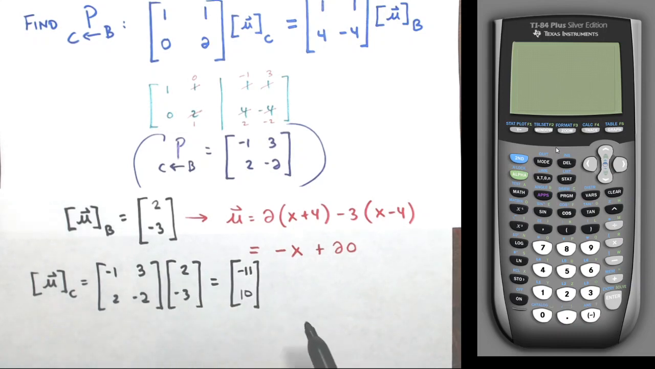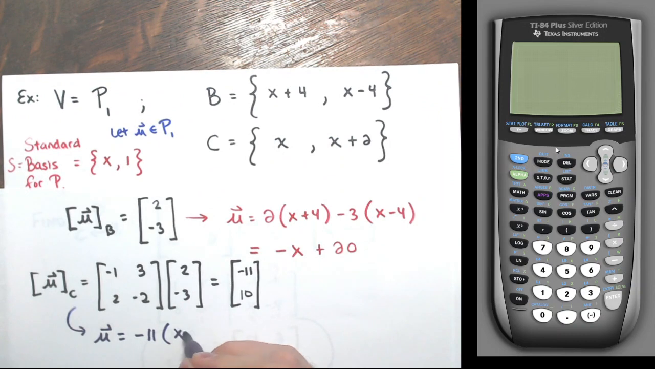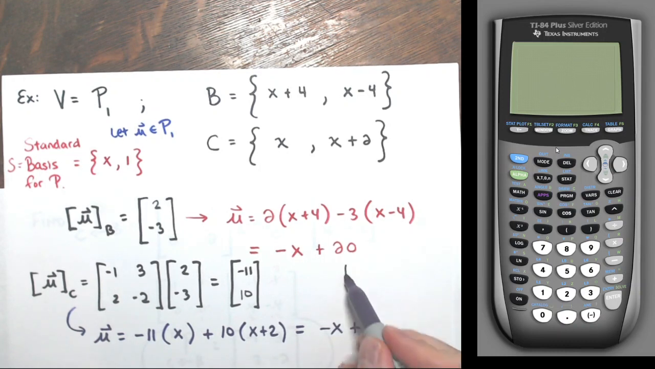So let's see. Does that work out? If the coordinates with respect to C are negative 11 and 10, that means that vector u is going to be negative 11 times the first vector in C, which is x, plus 10 times the second vector in C, which is x plus 2. And look, negative 11x plus 10x would be negative x, and then you've got the plus 2 times 10, plus 20. And oh, look at that, they are the same. So this is a good transition of coordinates, change of coordinates.